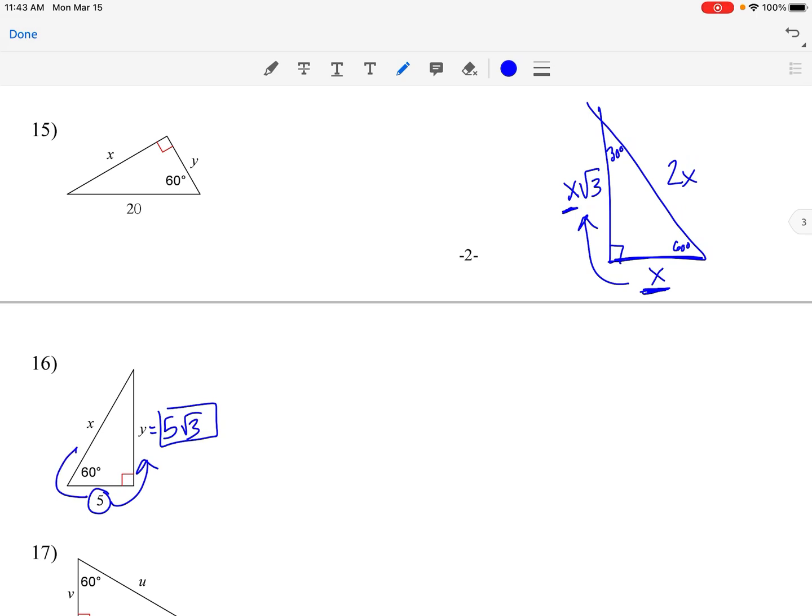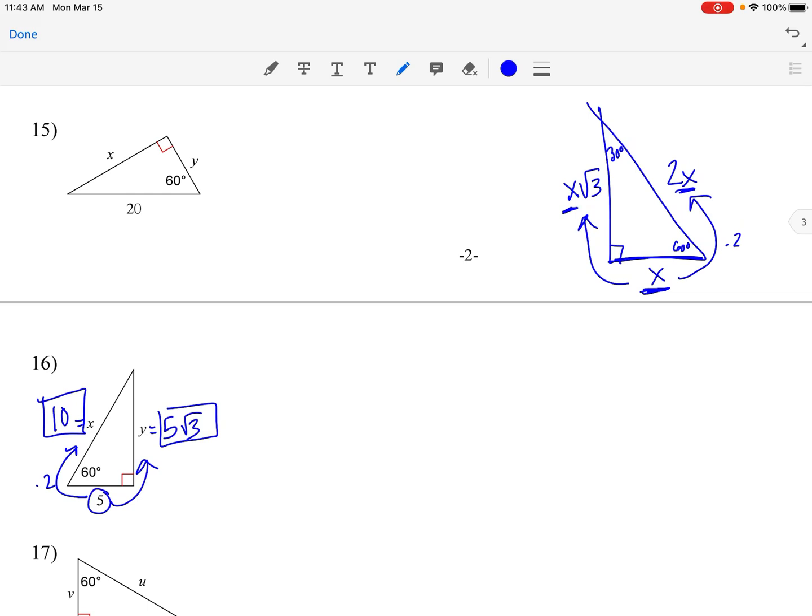And then to take the short leg to the hypotenuse, going this way, the x is the same. I just have to times it by 2. That's the only difference. So 5 times 2 gives us x equals 10. And there's our hypotenuse.